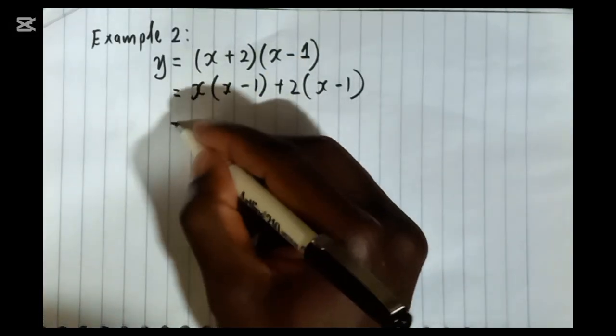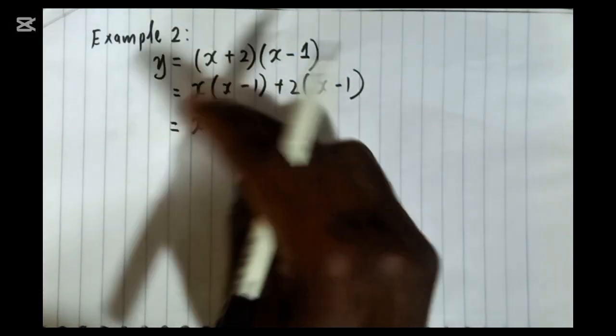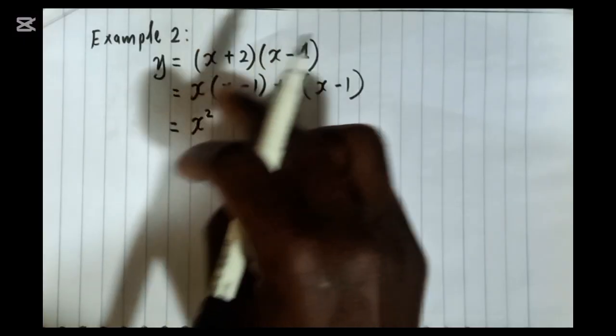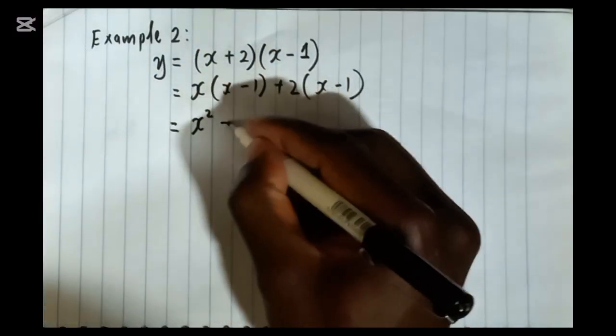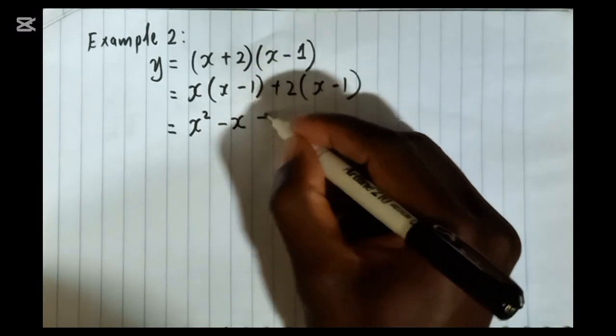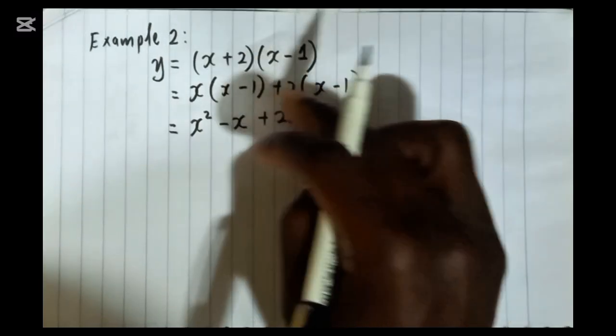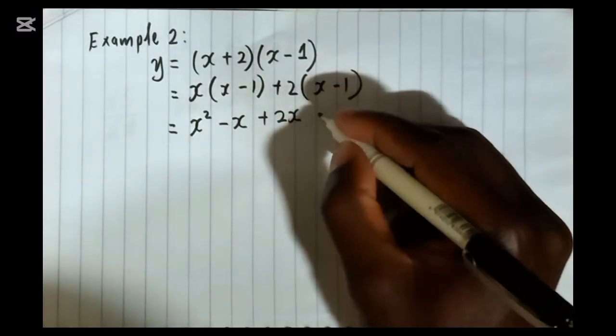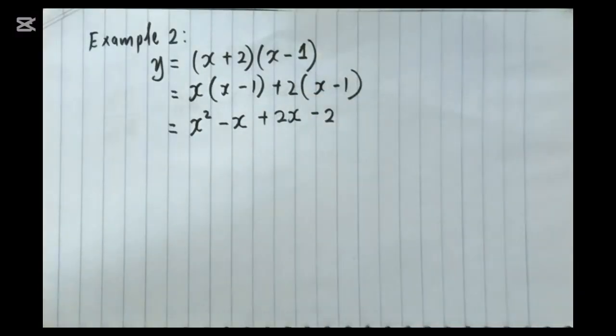So this is going to be x squared, x times x, and then x times negative 1 is going to be negative x. Then we have 2 times x, which is 2x, and then 2 times negative 1, which is negative 2. So that is still not simplified.